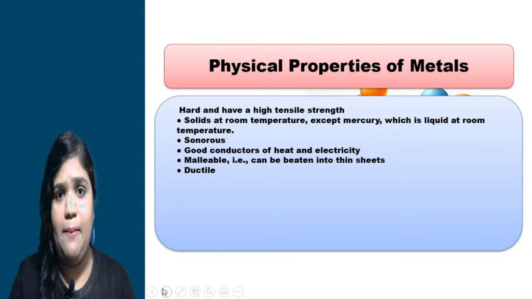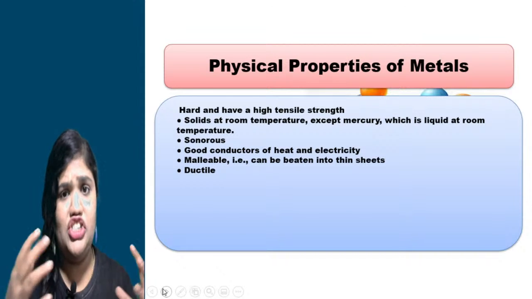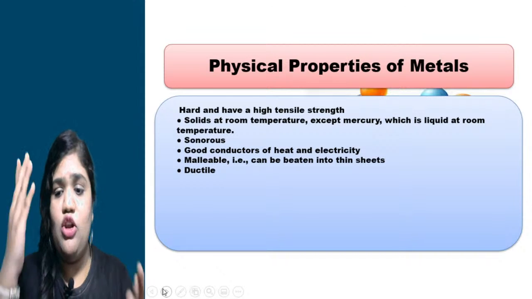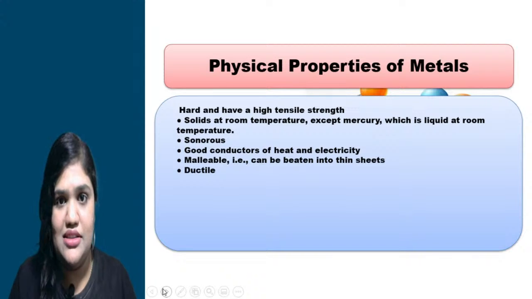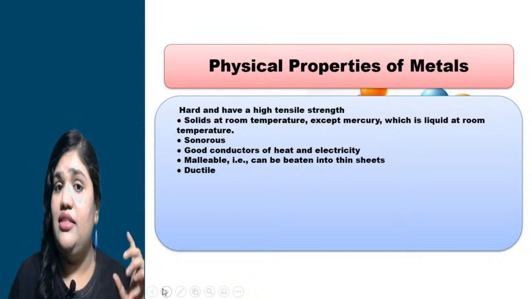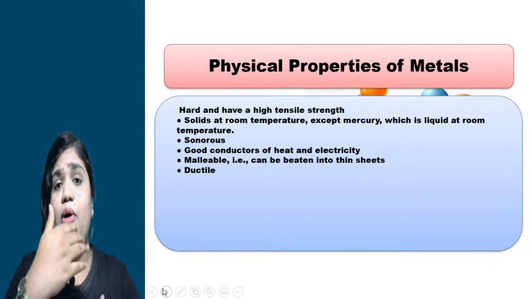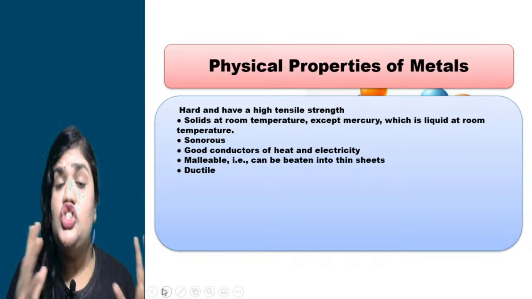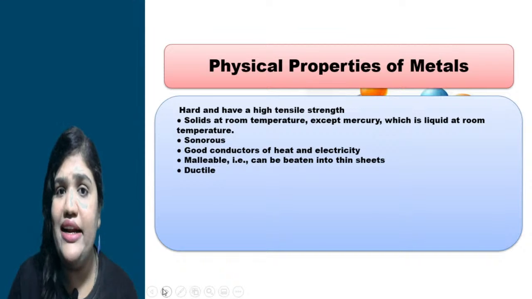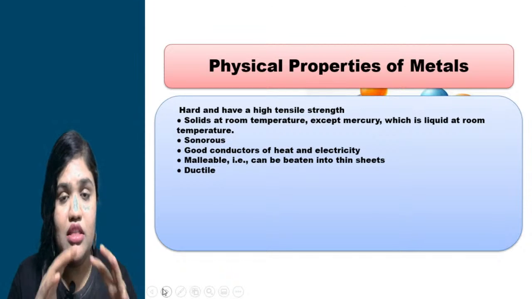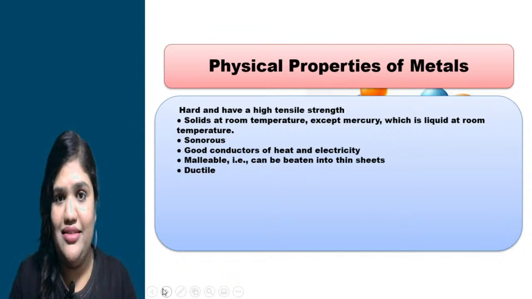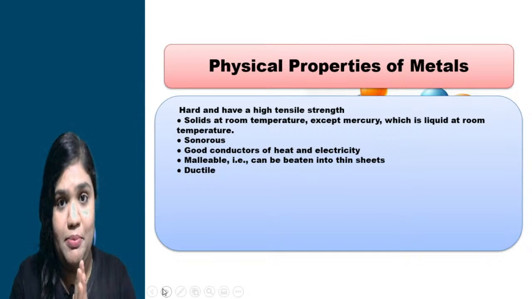Like take one example, iron, which is hard in nature. You cannot easily break that substance, right? So yes, this is the first basic characteristic of metal. Let's discuss the other characteristics. Generally, metals are solid at room temperature. The appearance of metals, they are solid in nature, everybody.